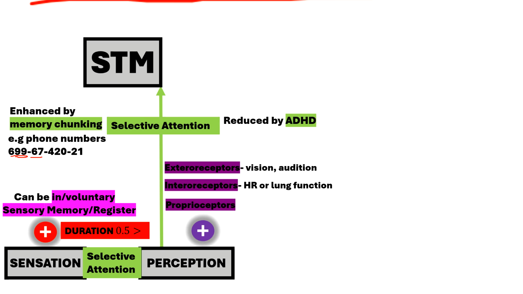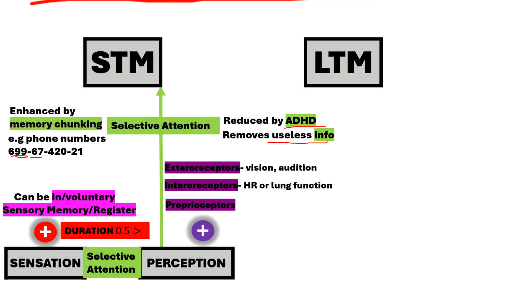This is memory chunking. Now, selective attention is reduced by ADHD, or having the syndrome of very short attention span, and selective attention removes useless information. It's going to focus on the information that you want to receive. So in a football game, for example, you'll be ignoring the chants from the crowd, maybe some insults, and you'll be focusing on the game, on the ball.